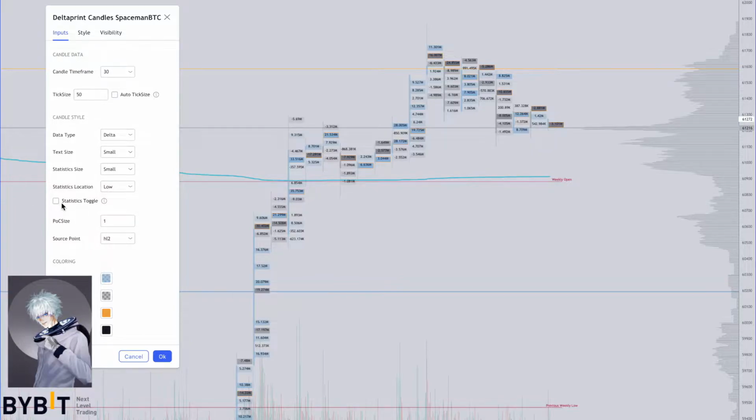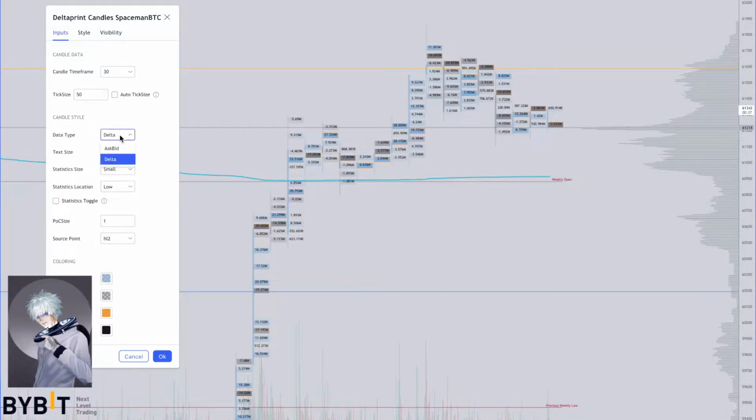I don't have the statistics on, so you can actually toggle statistics right here, and you can see how each individual bar will show the total trade volume and delta. This is very important and very useful. I just flip it on and off as I see fit, just because it does make the chart a little bit messy. Until we come up with a better way for that, that's just kind of what I do.